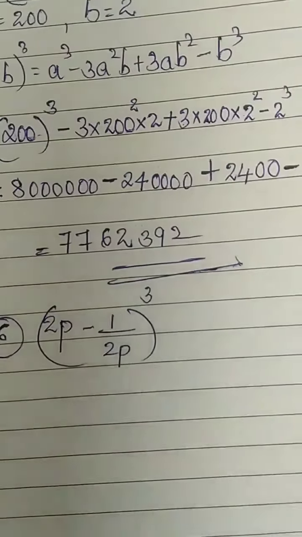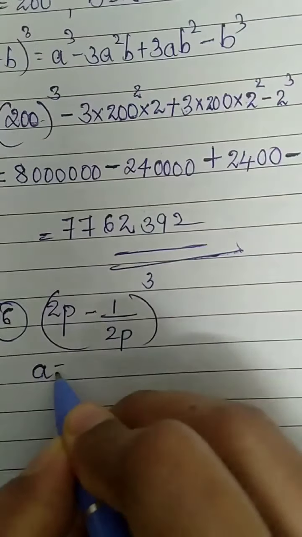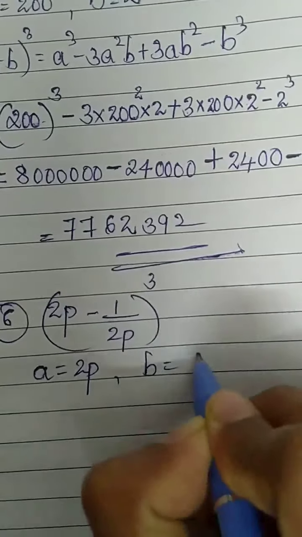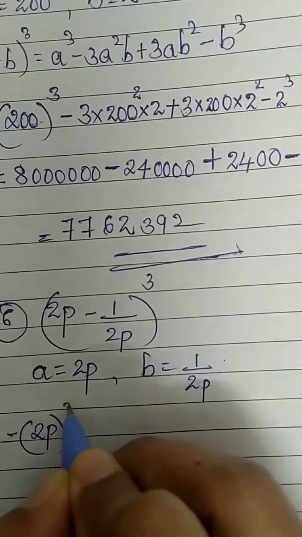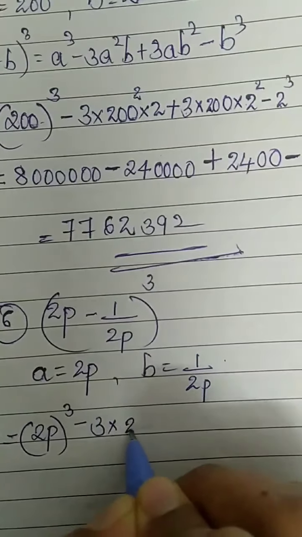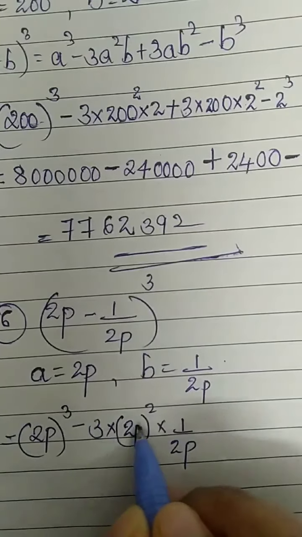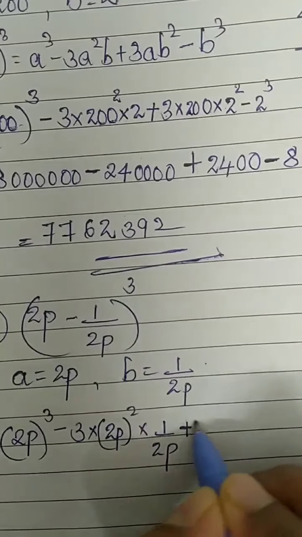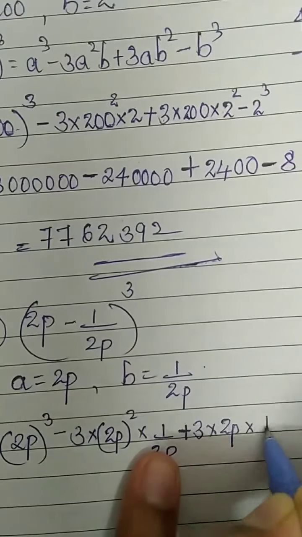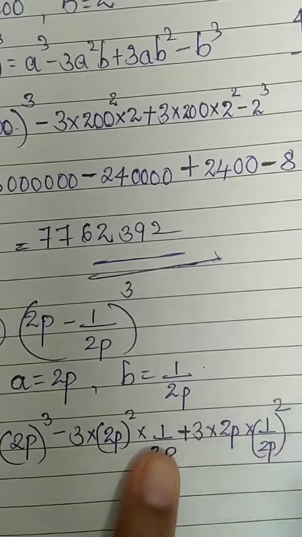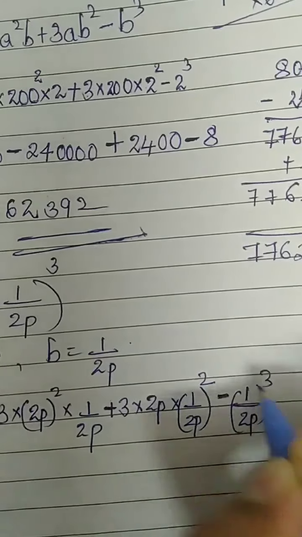Okay. Now we have the sixth sum, (2p minus 1 upon 2p) the whole cube. So a is 2p and b is 1 upon 2p. Directly I'll substitute: (2p) the whole cube minus 3 into (2p) the whole square into 1 upon 2p, that is 3a square b, plus 3 into, now see here, write 2p only one time, into (1 upon 2p) the whole square, minus (1 upon 2p) the whole cube.